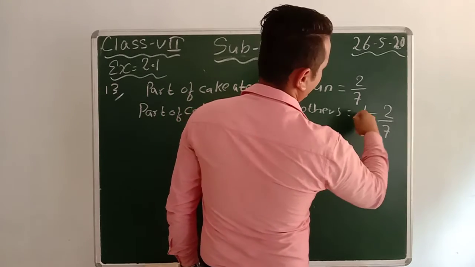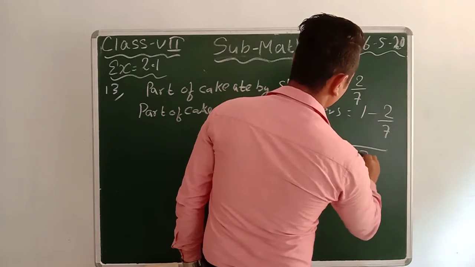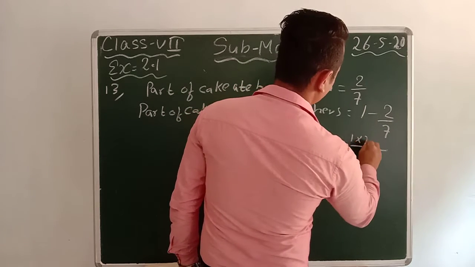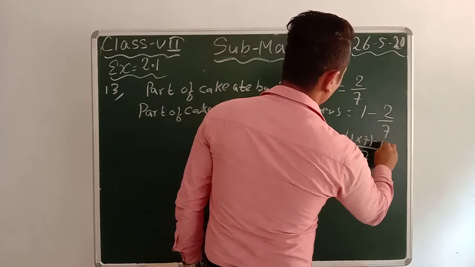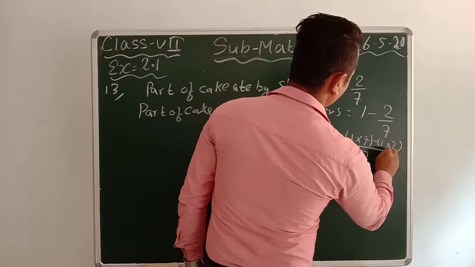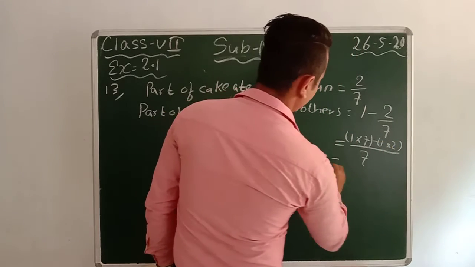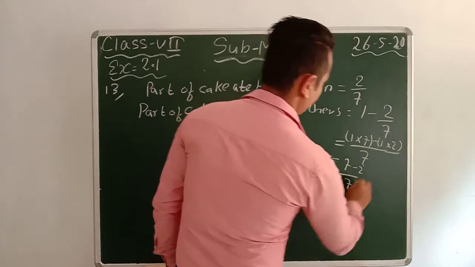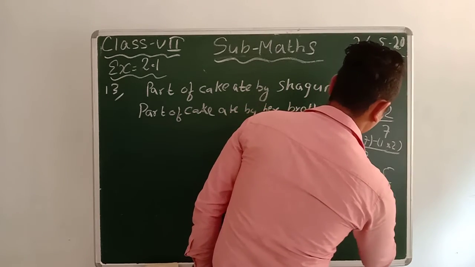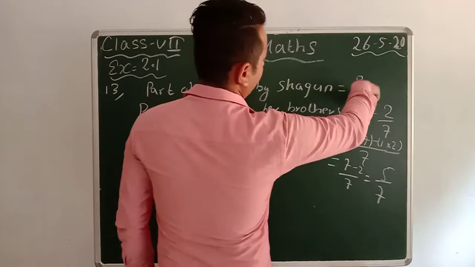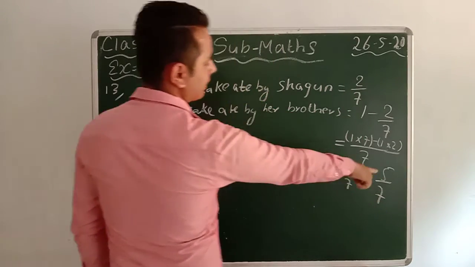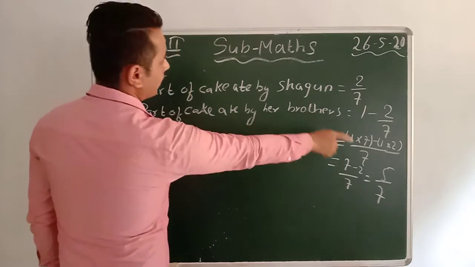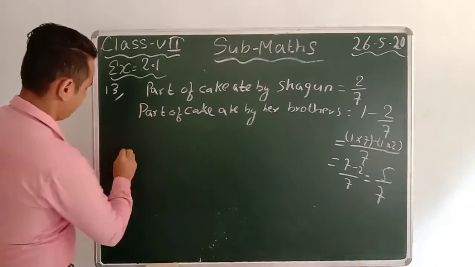So 1 minus 2 by 7 will give you, the LCM of 1 and 7 is 7, so 1 into 7 minus 1 into 2, which gives you 7 minus 2 by 7, equals 5 by 7. So comparing 2 by 7 and 5 by 7, 5 by 7 is the greater. So her brothers had the larger share.